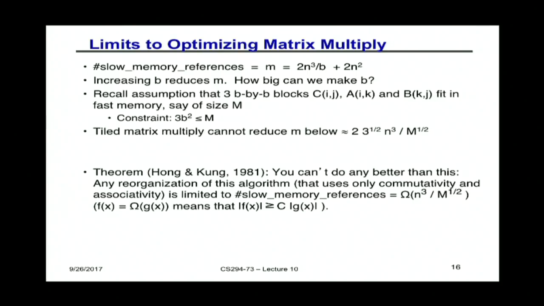We were just talking about one type of blocking algorithm, but this paper is more general. It says any reorganization of this algorithm is limited to the number of slow memory references by n cube divided by square root of M. For any, no matter what you want to do. Okay, so that's the lower bound.